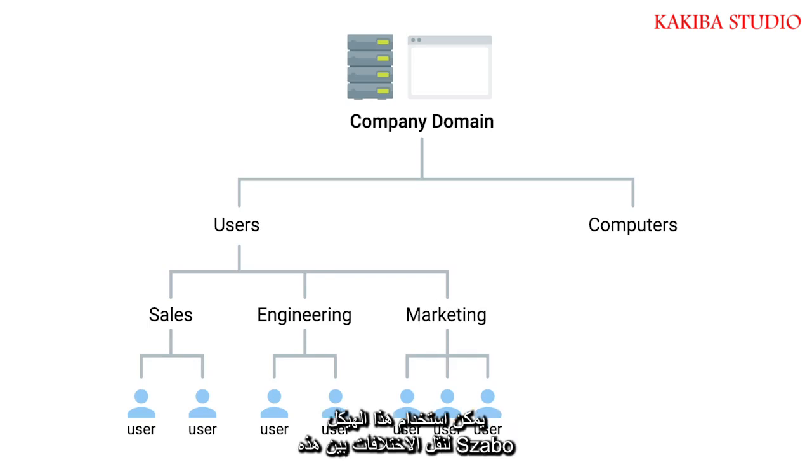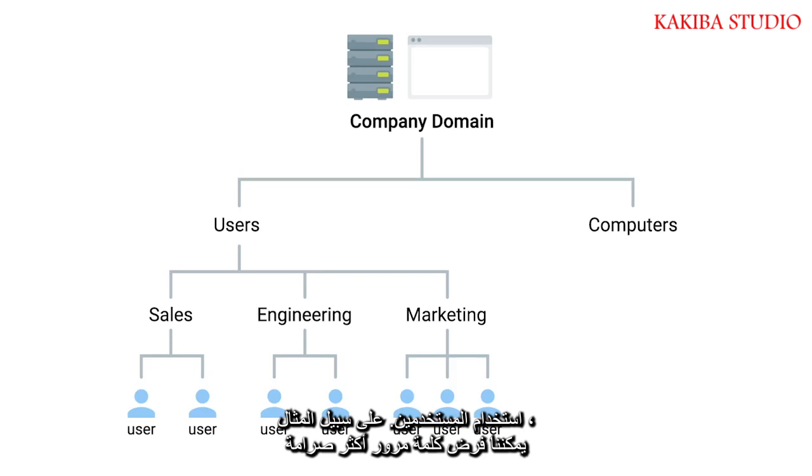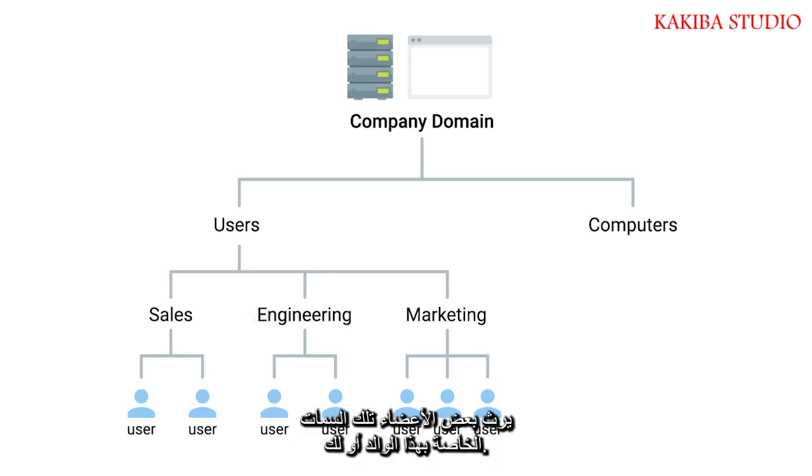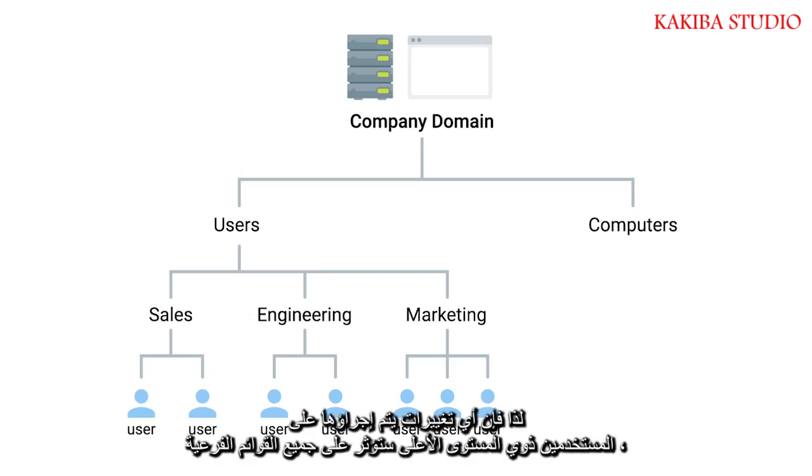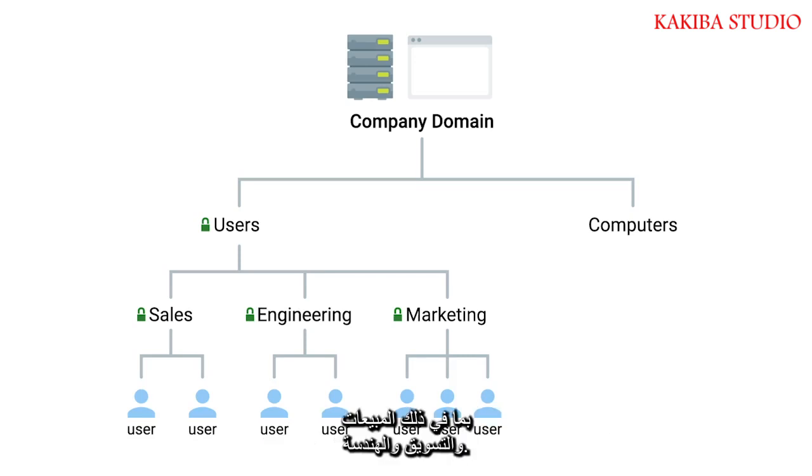This structure can be used to convey differences between these sub-OUs of users. For example, we could enforce stricter password requirements for members of engineering without affecting sales or marketing. Sub-OUs inherit the characteristics of their parent OU, so any changes made to the higher level users OU would affect all sub-OUs, including sales, marketing, and engineering.